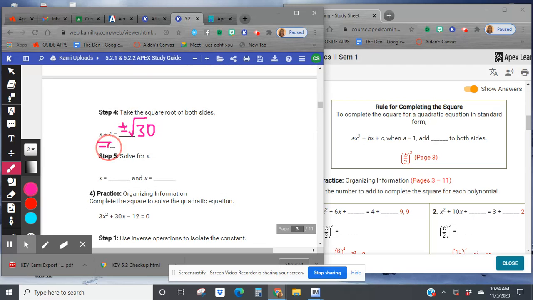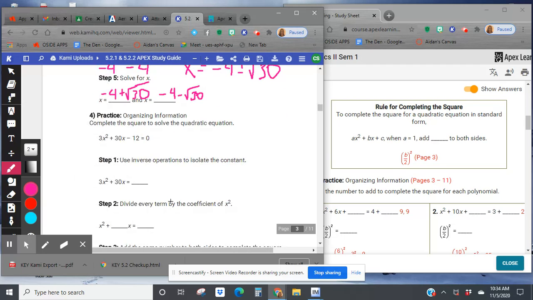So I'm going to minus 4 from both sides, and I would get x is equal to negative 4 plus or minus root 30. But they want us to write the answer out in 2 different ways. So we're going to write negative 4 plus root 30. That's my first root. And then we're going to write negative 4 minus root 30. We just took these 2 and split them up to give our final answers.